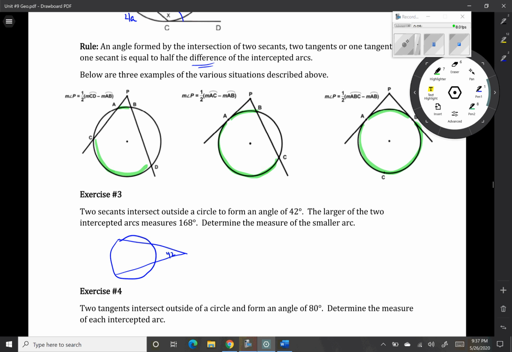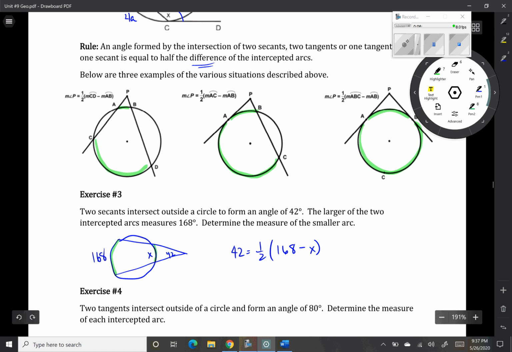This is the smaller one. This is always going to be the bigger one. The one furthest away from the angle is bigger. And we don't know the smaller arc. So when I'm looking at this, I want to subtract this arc and this arc to get this angle. So when I'm subtracting, I'm going to say, all right, the angle, which in this case is 42, is half of the difference of the two arcs.